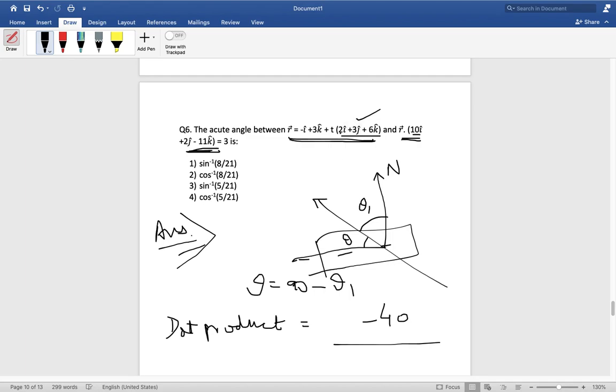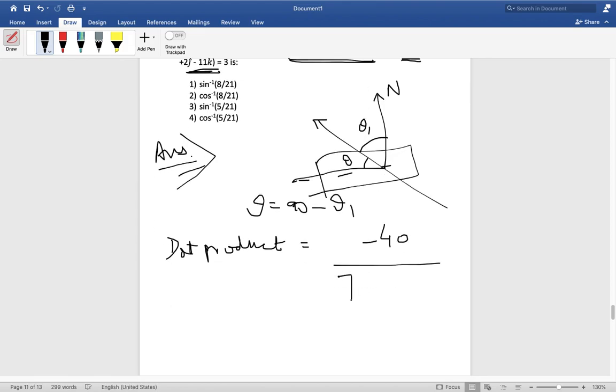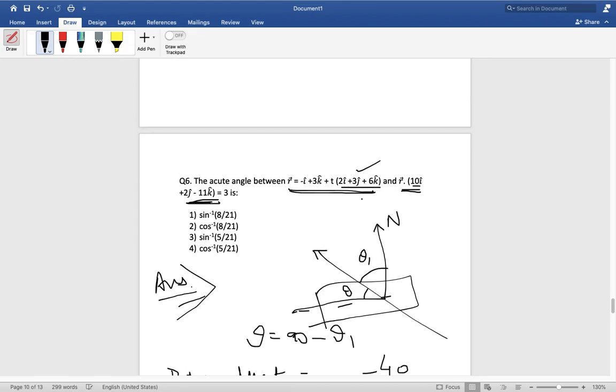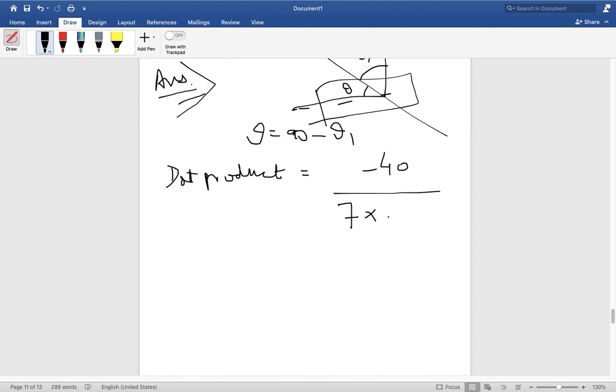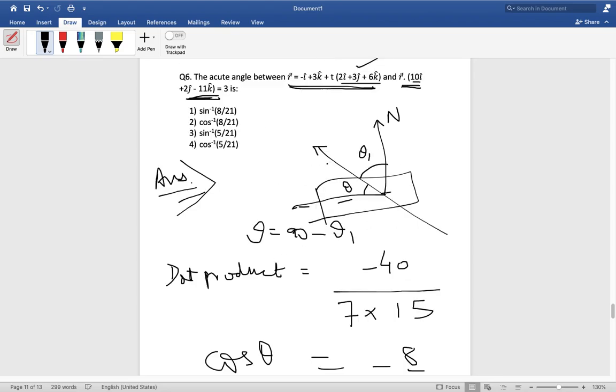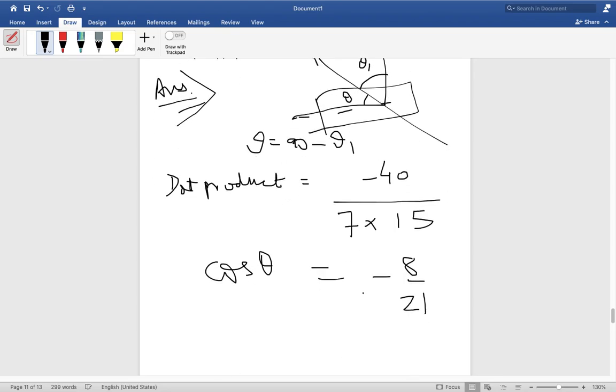Straight away you know that. And the square root of this, what is this? 4 and 9, 13, and 36, 49. 49 square root is 7. And 100, 104, and 121, 225. 225 square root is 15. You divide both by 5, minus 8 by 7 into 3 is 21. So cos theta, which is the angle between the normal and the straight line, is minus 8 by 21.